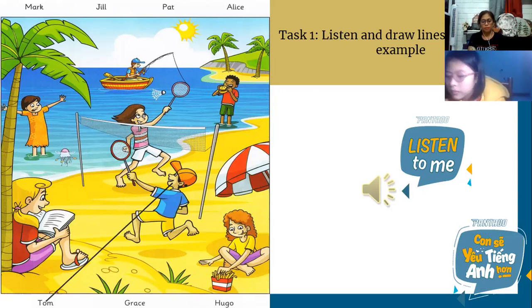Next. Girl. Next is Hugo. Okay, where is Hugo here? Eating burger. Hugo is eating a burger. Okay. Next.